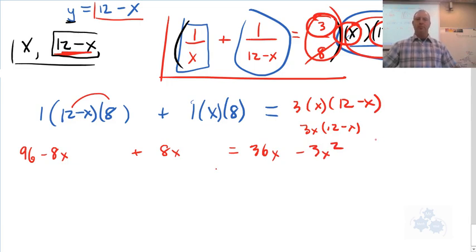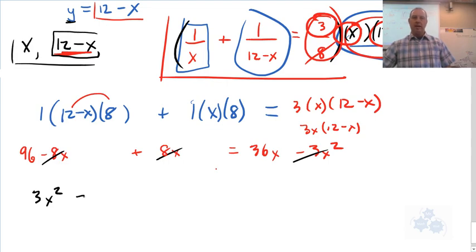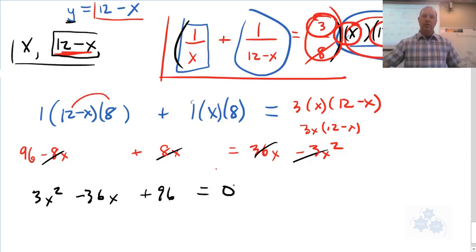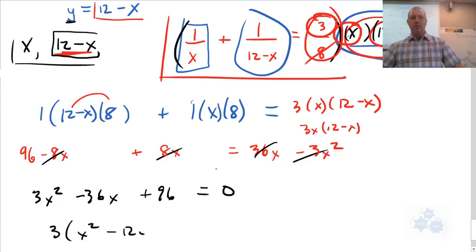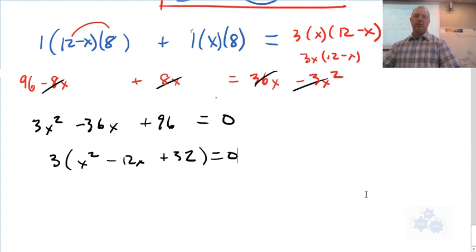All right? So let's pull everything over to the left side. 3x squared is going to come over there as a positive. These x's are gone, negative 8x plus 8x. This is going to be a minus 36x. And then plus 96 equals 0. So we'll take a 3 out: x squared minus 12x plus 32 equals 0. And we'll solve this quadratic.